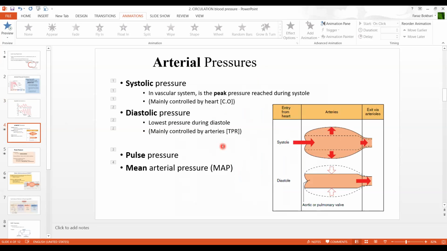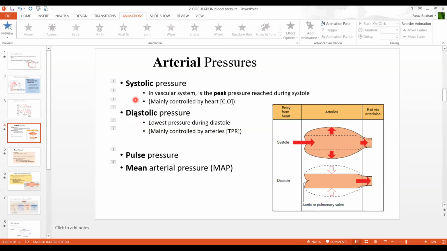Coming to the arterial pressures individually. Now, let me just fix this. Okay. Of the ventricle and the systolic and diastolic pressures of the systemic circulation. This is one of those very confusing points that sometimes you get very funny answers about. So I have discussed this in the previous slide.